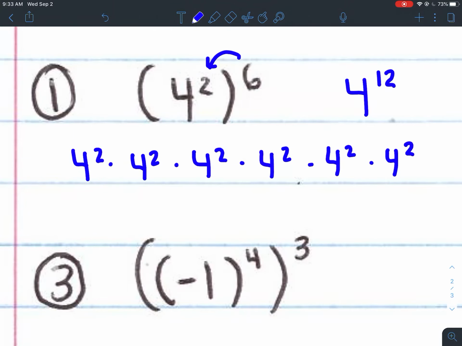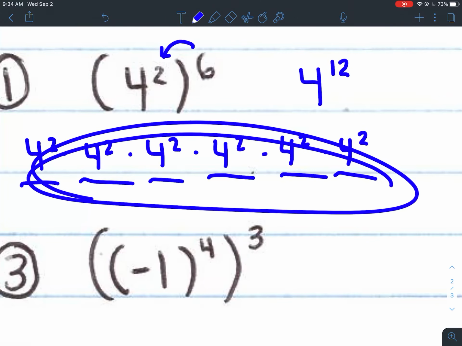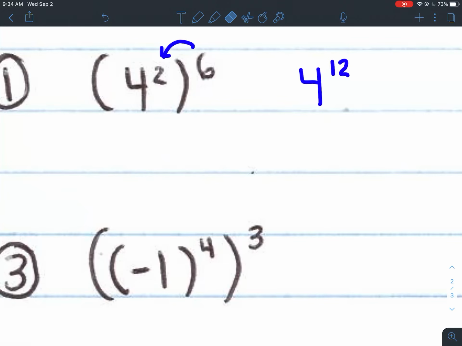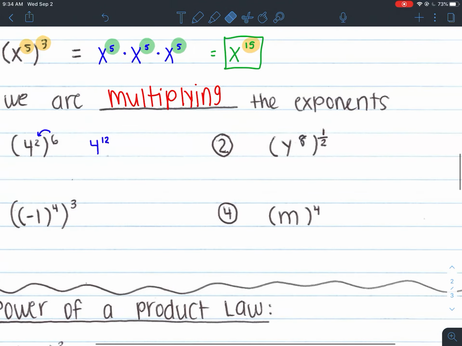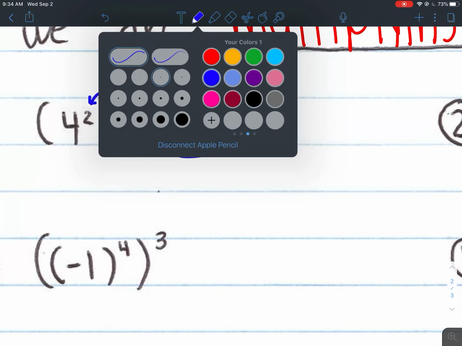And you don't have to write this down, but I'm proving to you why this is 12. So how many 4s are being multiplied together? Well, I have 2, 4, 6, 8, 10, 12 of them together. But this is a lot to do every single time. If you want to do that every single time, you can. But the shortcut is you multiply those exponents together. And you're finished because there's nothing else you can do with this problem.